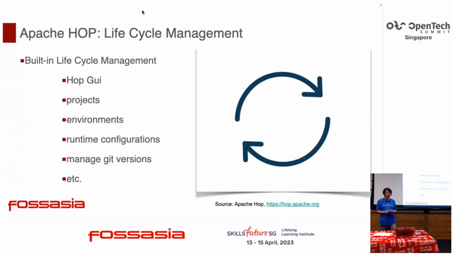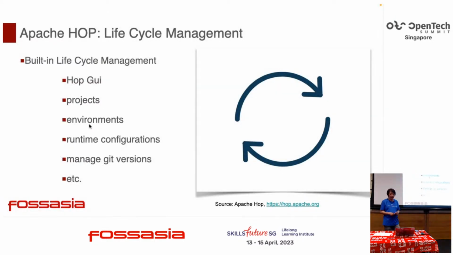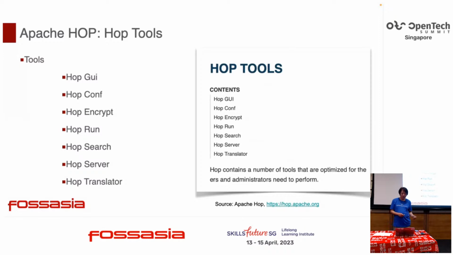Okay, Apache Hop has lifecycle management: Hop GUI, projects, environments, runtime configuration here, and managing Git versions. Hop tools are here: GUI, conf, encrypt, run, search, server, translator.